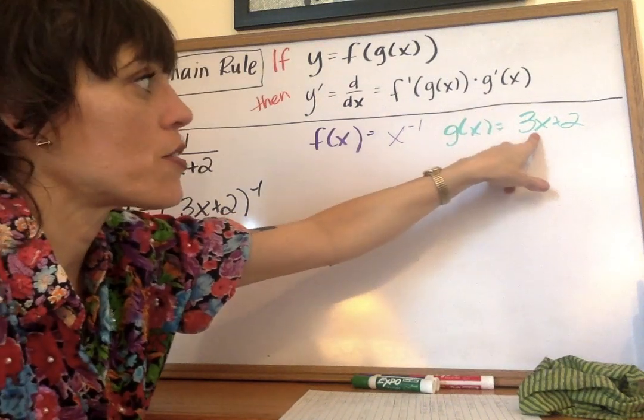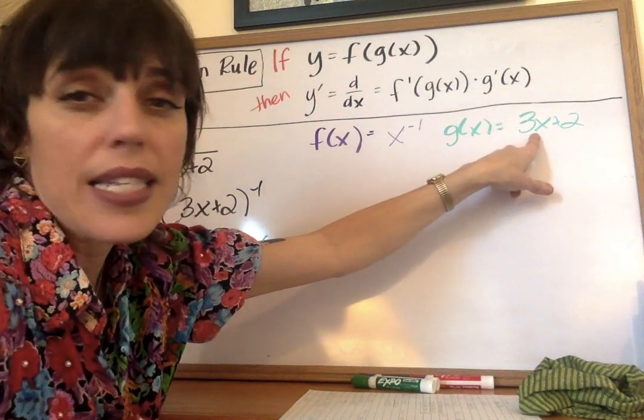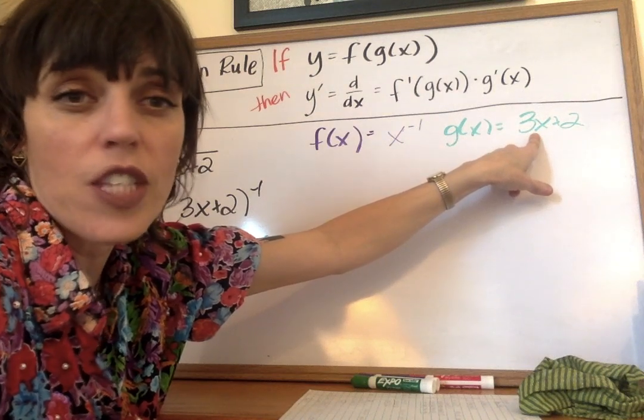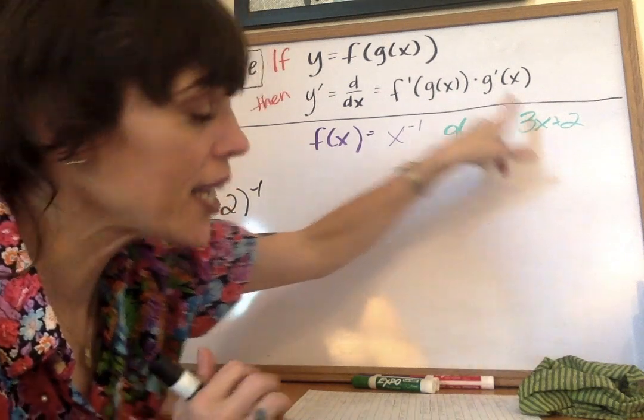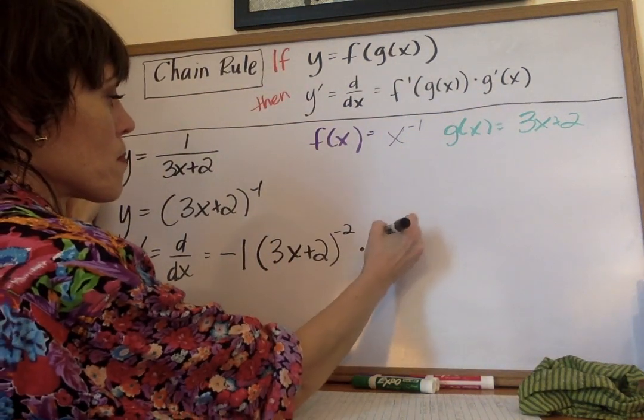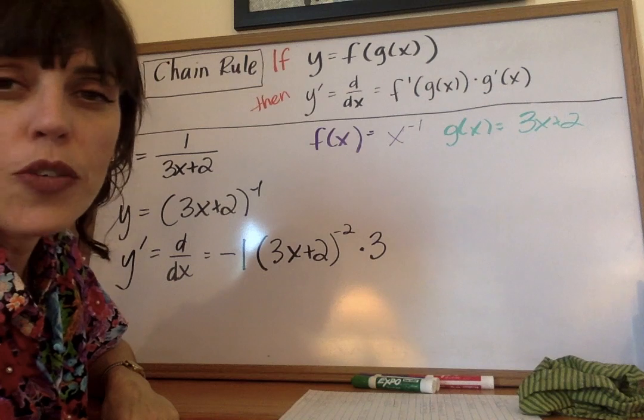And the inner part is 3x plus 2. This is easy peasy for us to find the derivative of. At this point, it's just, let me hear you say it. You got it, 3. So that's my derivative in raw form.